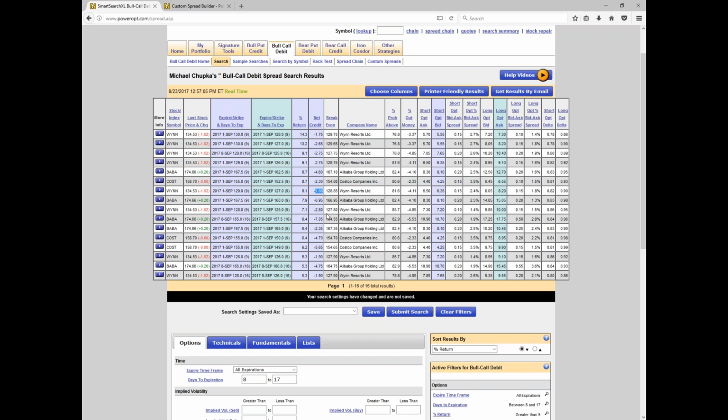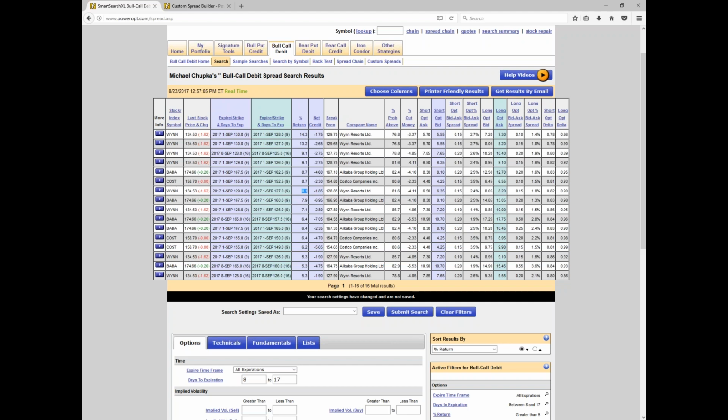Here our debit's 185, so we'd make 15 cents on a 185 risk. So it's a lower return. But we're seeing the exact same similar stocks, Costco, BABA, and Wynn. Why? Because of the same stock criteria.